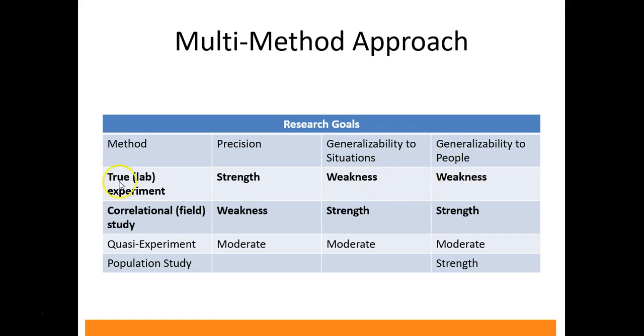and so those are kind of the weaknesses of that type of study. Whereas a correlational or field study, when you're out observing people and the environment, precision is very weak, right? It's hard to say anything about cause and effect. There's lots of potential confounds. But the generalizability to different situations and different people is very strong. Quasi-experimental, we've kind of put moderate all the way across, and then a population study, the strength there is generalizing to people. That's a true random sample. But these first two are the ones we wanted to focus on.